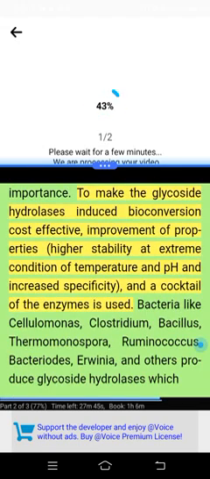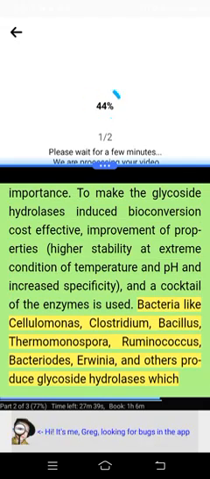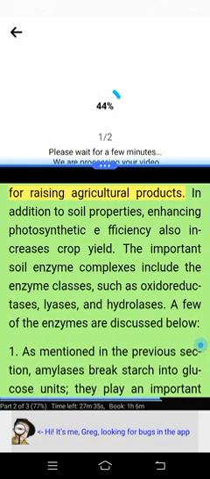To make glycoside hydrolase induced bioconversion cost-effective, improvement of properties, higher stability at extreme conditions of temperature and pH, and increased specificity are needed, and a cocktail of the enzymes is used. Bacteria like Cellulomonas, Clostridium, Bacillus, Thermomonospora, Ruminococcus, Bacteroides, Erwinia, and others produce glycoside hydrolases which, for raising agricultural products, in addition to soil properties, enhance photosynthetic efficiency and also increase crop yield.